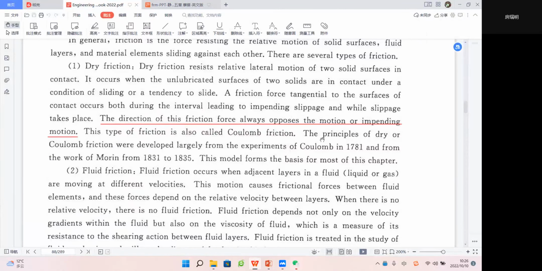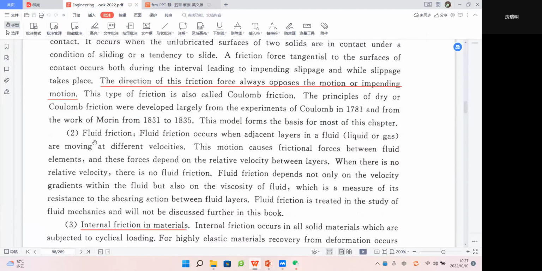Coulomb friction. The principles of dry or Coulomb friction were developed largely from the experiments of Coulomb in 1781, long time ago. So this is a very famous scientist who found this law of Coulomb friction. So we call that Coulomb friction. So the second character is the fluid friction.